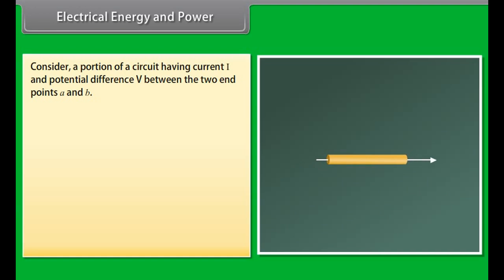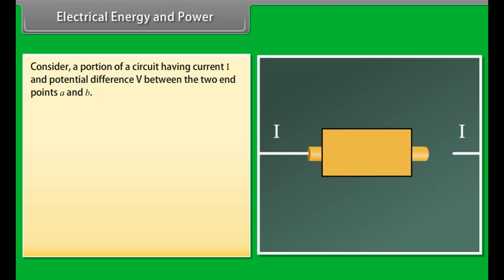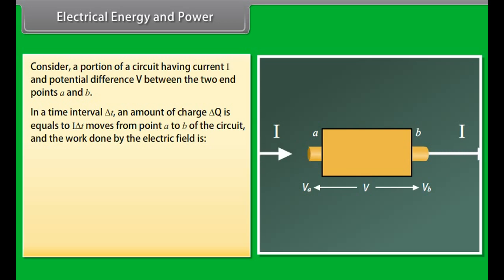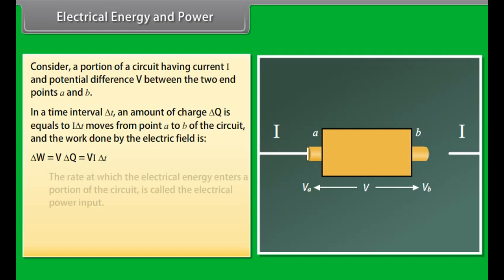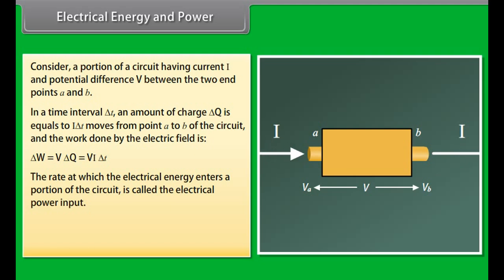Electrical energy and power. Consider a portion of a circuit having current I and potential difference V between the two endpoints A and B. In a time interval delta t, an amount of charge delta Q equal to I delta t moves from point A to B of the circuit, and the work done by the electric field is equal to the product of V and delta Q, which is equal to the product of V, I and delta t. The rate at which the electrical energy enters a portion of the circuit is called the electrical power input. P is equal to VI.